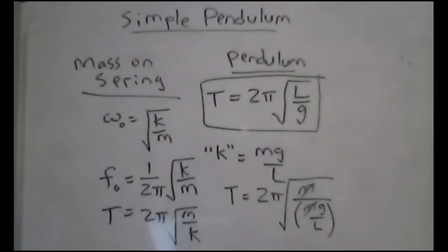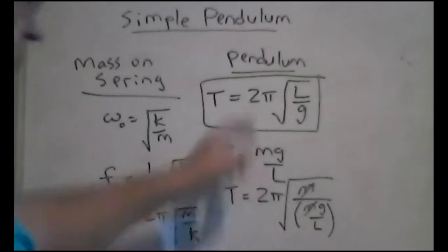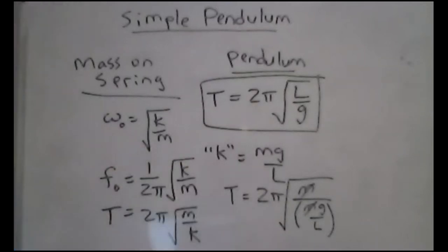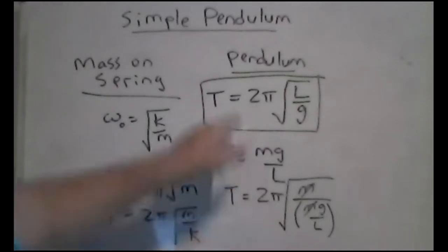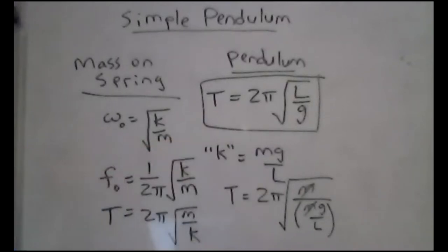You may not expect that. It doesn't matter how big the mass is, it's independent. This, on the other hand, is the mass on the spring. It does depend on mass, but the pendulum does not. All right, and so this is going to be a go-to equation in our lab tonight.